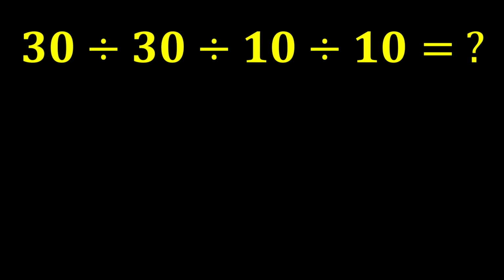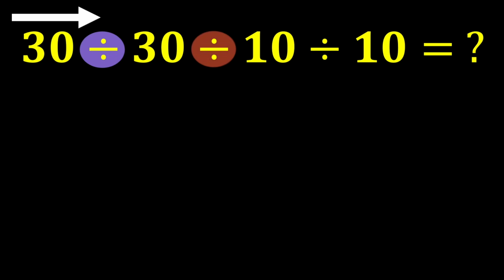30 divided by 30 divided by 10 divided by 10. In this expression, there is more than one division, and since divisions have equal priority, we move from left to right and perform the divisions in order. First this division, then this division, and finally this division.